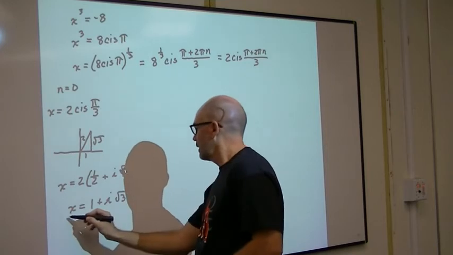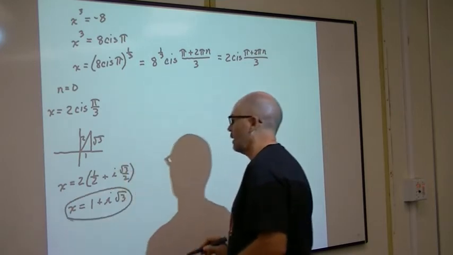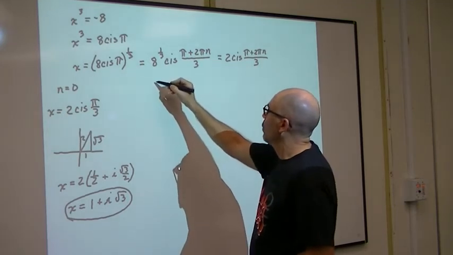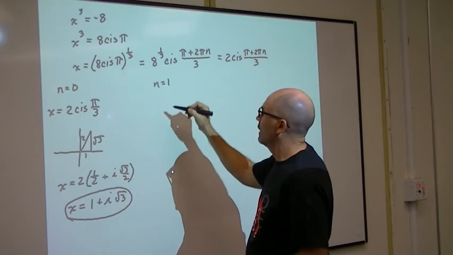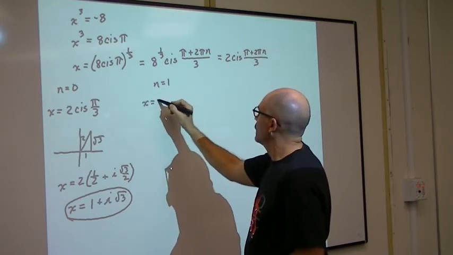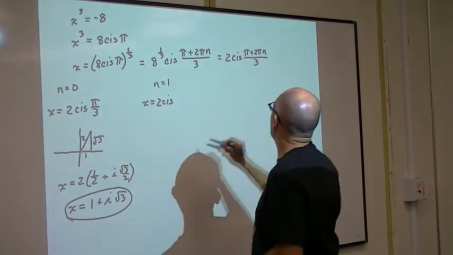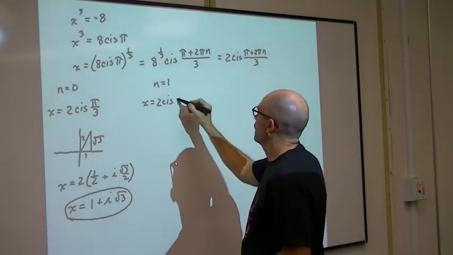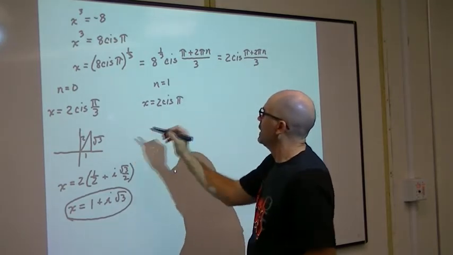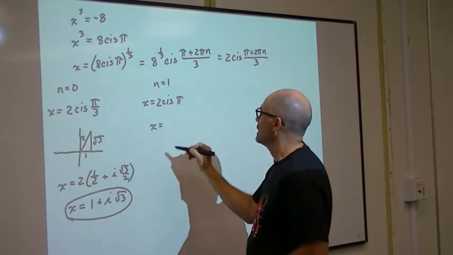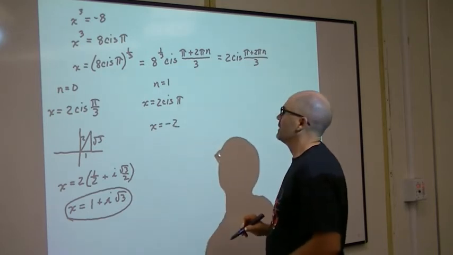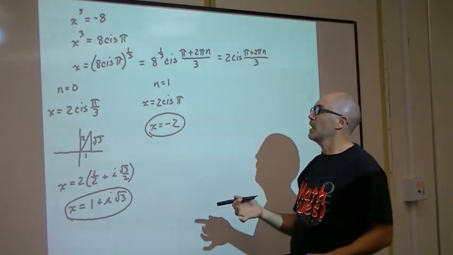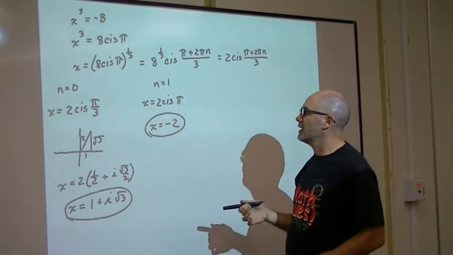Okay, that's our first solution. Now, if n equals 1, then x equals 2 cis. Now put a 1 in here. Pi plus 2 pi is 3 pi over 3, which is 2 cis pi. Now I don't need a triangle for this because I know pi is straight to the left. So that just becomes x equals -2. And that's actually the answer we thought it was going to be, because -2 cubed is -8.